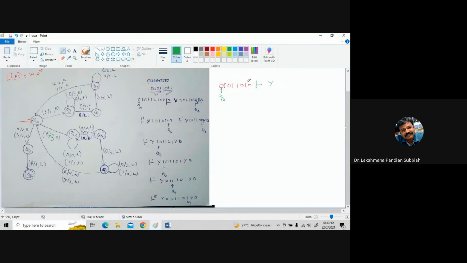All the other symbols remain as 1 0 1 1 0 1 0, followed by blank space. So this is one step. One step means we scan one input symbol and move. The current state is now Q4.